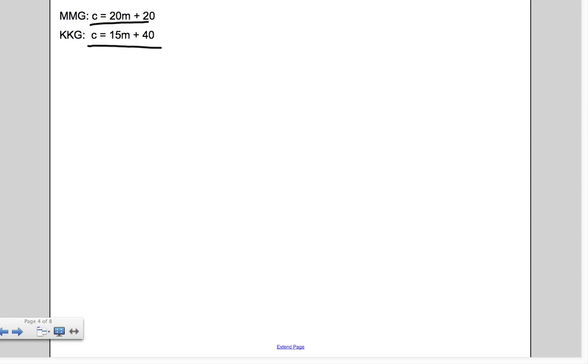Oh, they're both equations for C? Oh yeah, C is on one side. Right? C is equal to that. But here's the thing that we can derive from this. This is the cool part. Well, C is equal to this, and C is equal to that, then we must know that 20m plus 20 must equal 50m plus 40.